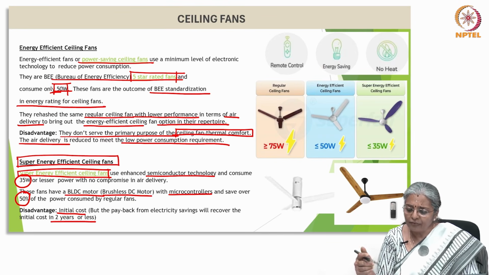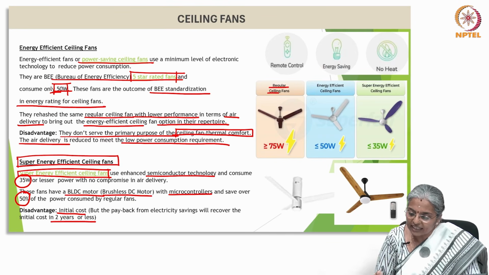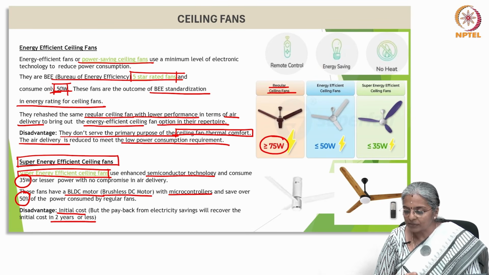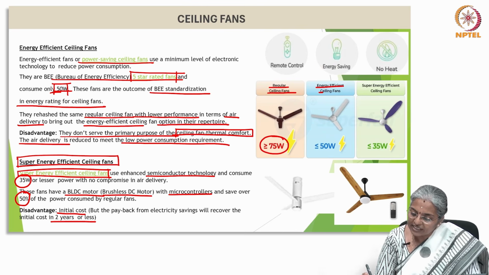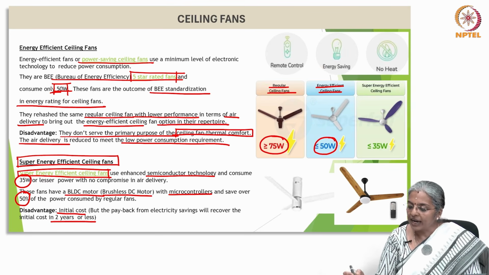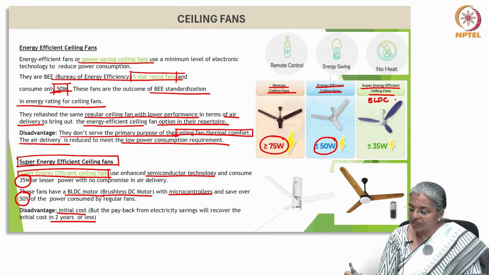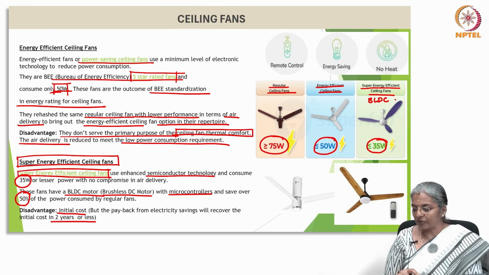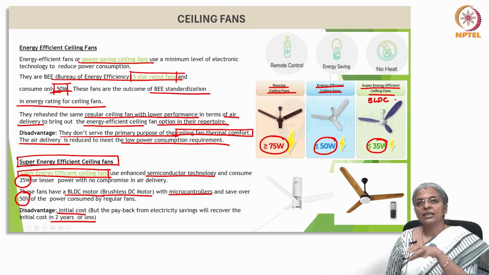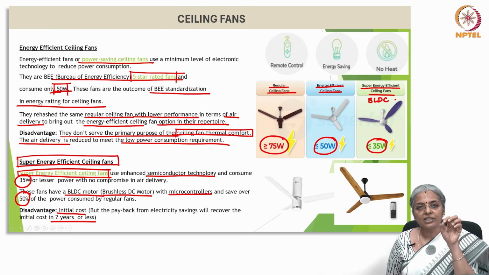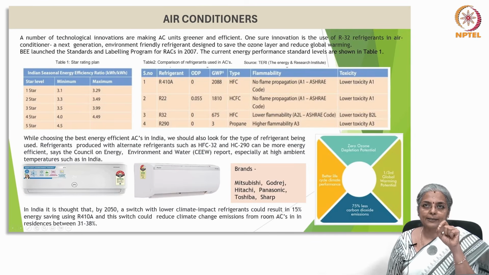So, if we look at a regular ceiling fan, it consumes more than 75 watts, whereas energy efficient ceiling fans consume a little less than 50 watts, and then super energy efficient ceiling fan with BLDC technology uses less than 35 watts. So, these are the various ways in which we can include energy efficient ceiling fans in residences.